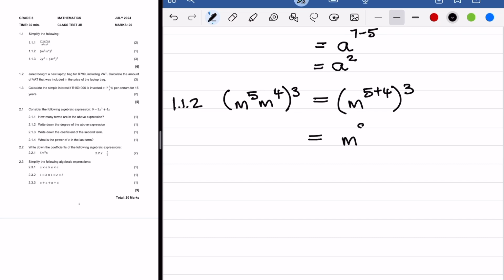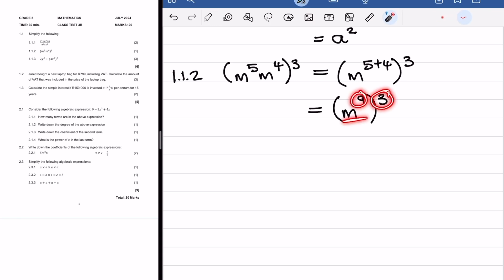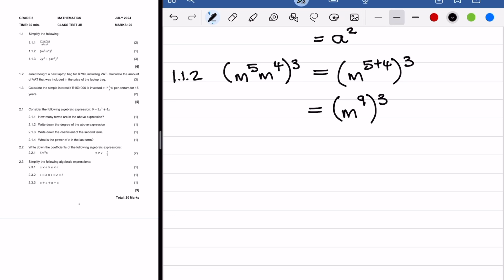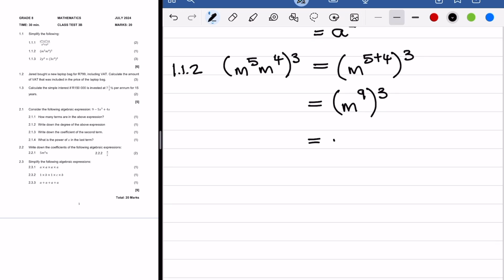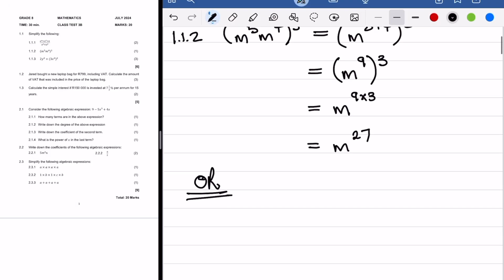Simplified, this will just be m to the power of 9 raised to the power of 3, and here I have a case of a power raised to another power, and in that case we can simply multiply the exponents, and that will then result in m to the power 9 times 3, which is m to the power 27. Or we could look at it a different way.